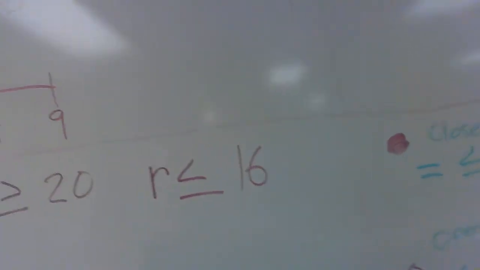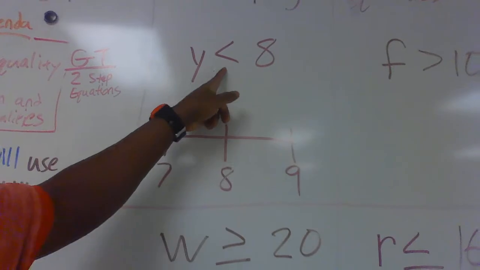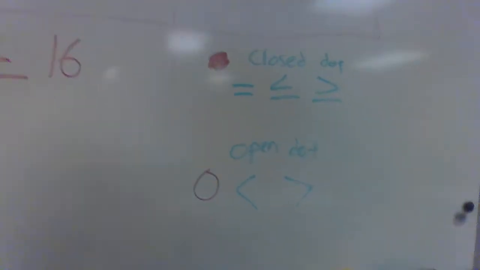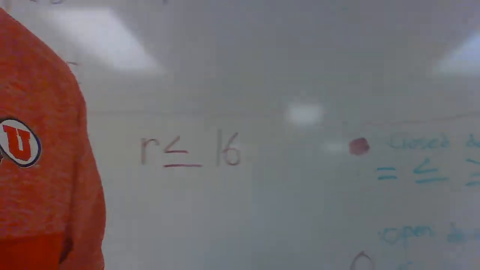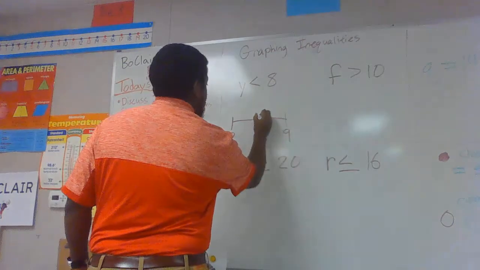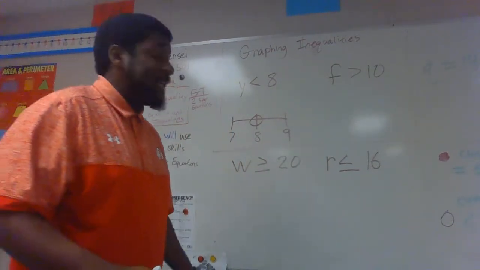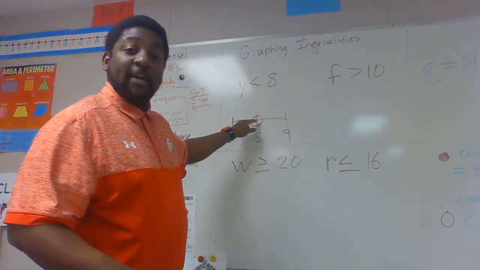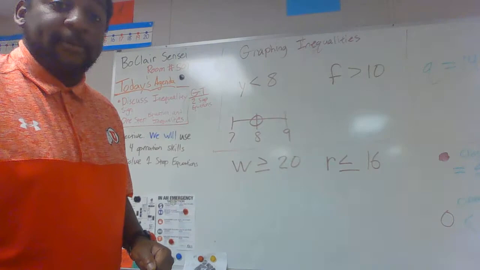So the first thing I need to do is look up here. Say, do I have a closed or an open dot? I see this is just a regular less than. And the less than sign is supposed to have an open dot. So on my number for 8, I'm going to put an open circle right here. And what that means is, since the number is less than 8, it can't be 8, so it's not filled in. It can be less than 8, though.